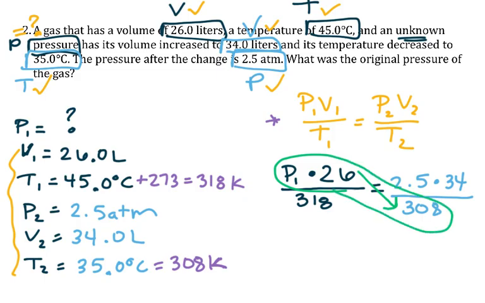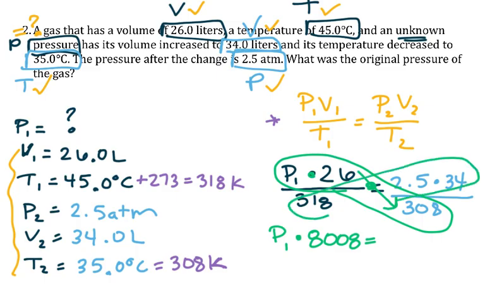So I'm going to have P1 times 26 times 308. I'm going to do that 26 times 308 as I'm writing it down. So P1 times 8008 is going to equal 318 times 2.5 times 34. So 27030. To get P1 by itself, the opposite of multiply is divide.